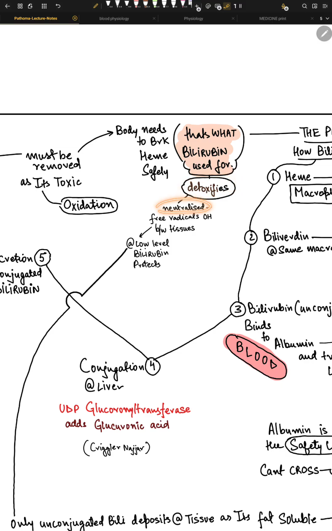How? Because it neutralizes the free radicals that are generated by these porphyrin rings, and this happens between the tissues, right? Unconjugated bilirubin is fat soluble, so it can travel from one tissue to another tissue. I will talk about how it's fat soluble and how it's water soluble. This bilirubin detoxifies by neutralizing these free radicals. So at low levels, bilirubin is actually very protective, right? But at high levels, it becomes one of the biggest problems in neonates. So we try to make sure that we have low levels of bilirubin in neonates.